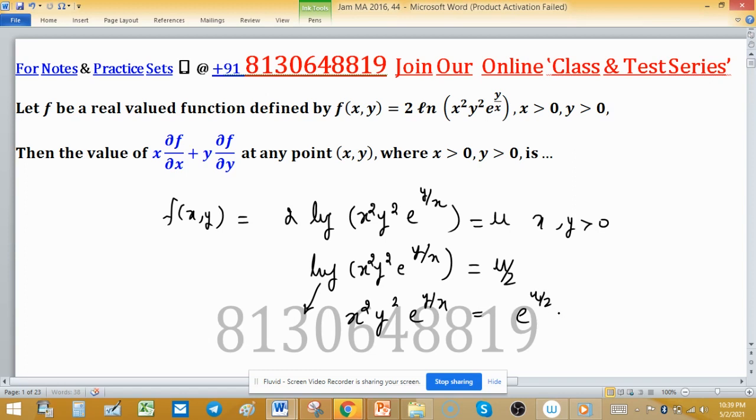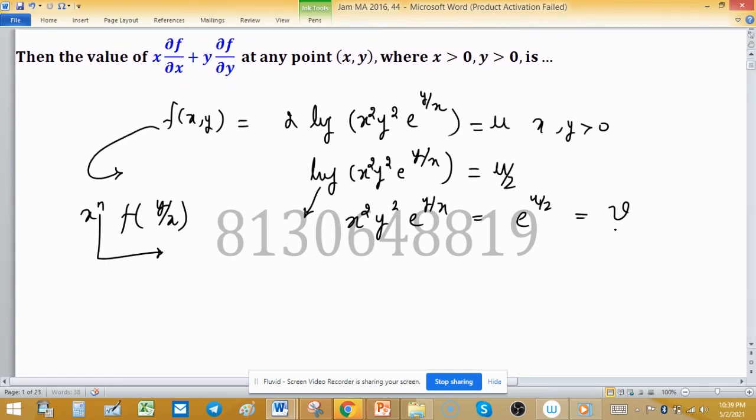Now call this another function. Actually, our motive is to write this function f as x raised to the power n times a function of y upon x, meaning a homogeneous function with some degree, as n is the degree we normally know. So we are going to write it in terms of y upon x. So we are doing some manipulation, you can see here. So this is another function, we call it v.